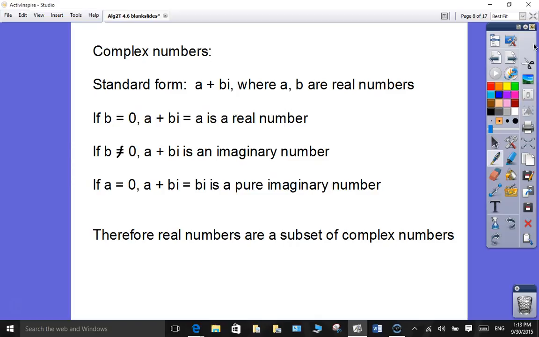Up till now, if you had any concept of numbers, you probably thought real numbers was the big set of numbers. That's everything. Rational, irrational, integers, all that. But it's not. Complex numbers are the big set of numbers. Real numbers are just a subset of the complex numbers when B equals 0. Are we okay?